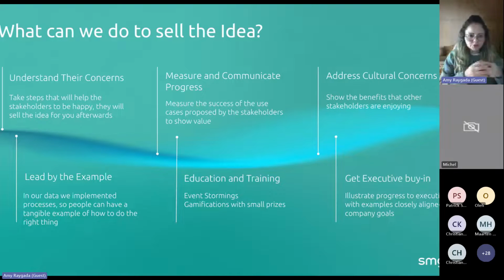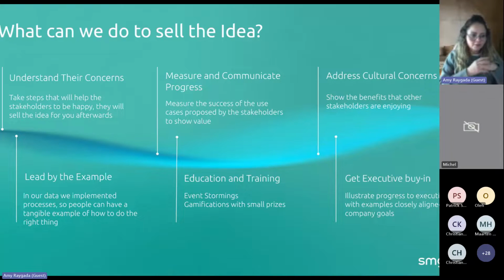Then address cultural concerns. You have to show the benefit that other stakeholders are enjoying. As I said, they will speak for you, but you also will have other presentations around the company. You can bring these as a testimonial, and people will go and ask them, and then you get more people wanting to join you.